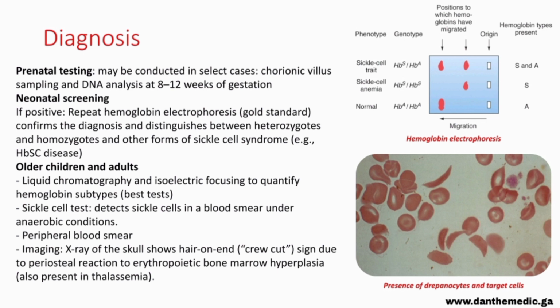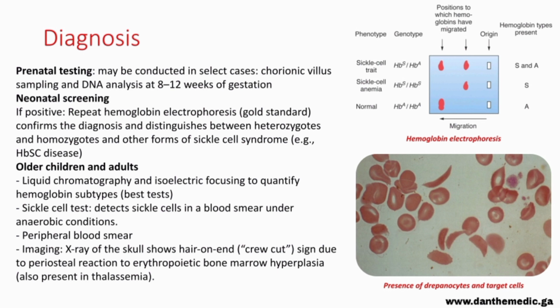Now, the mandatory test that everyone does is the neonatal screening. So, immediately after childbirth, we do a blood test, and this test is usually done with a blood sample that is taken from the heel. So when we do this test, if we see that it is positive, we repeat the test again. And this test, I forgot to mention, is hemoglobin electrophoresis, basically. And this confirms the diagnosis and distinguishes between heterozygotes and homozygotes, another form of sickle cell syndrome.